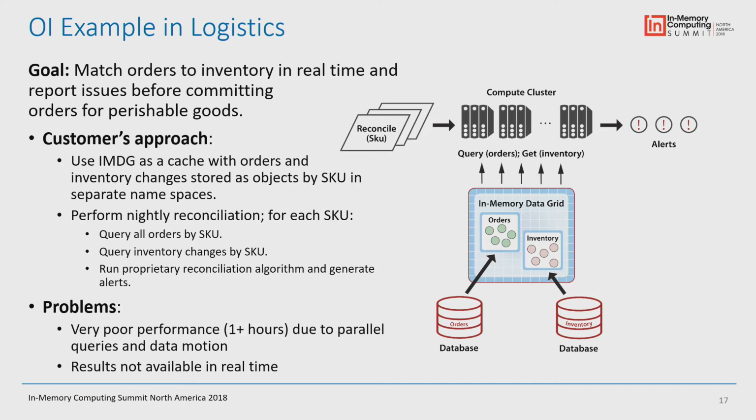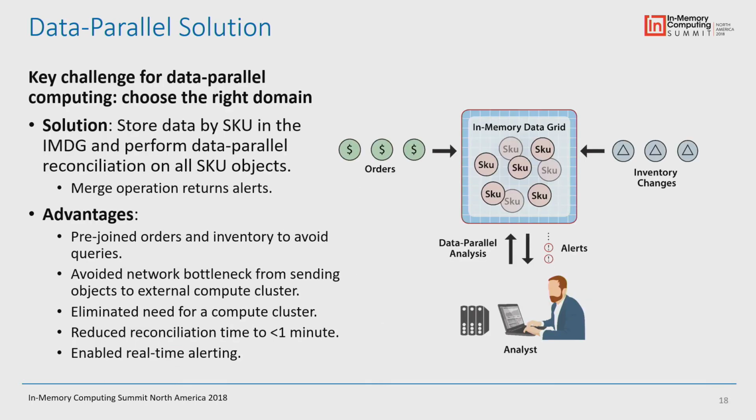So here's a case where Oleg and I went and talked to them, and see if you could tell me, what should the domain for data parallel computing be in this case? Should it be orders? Should it be inventory? We don't have much time. In fact, I'll check my watch. But you got a guess? Okay, the guess is the SKU.